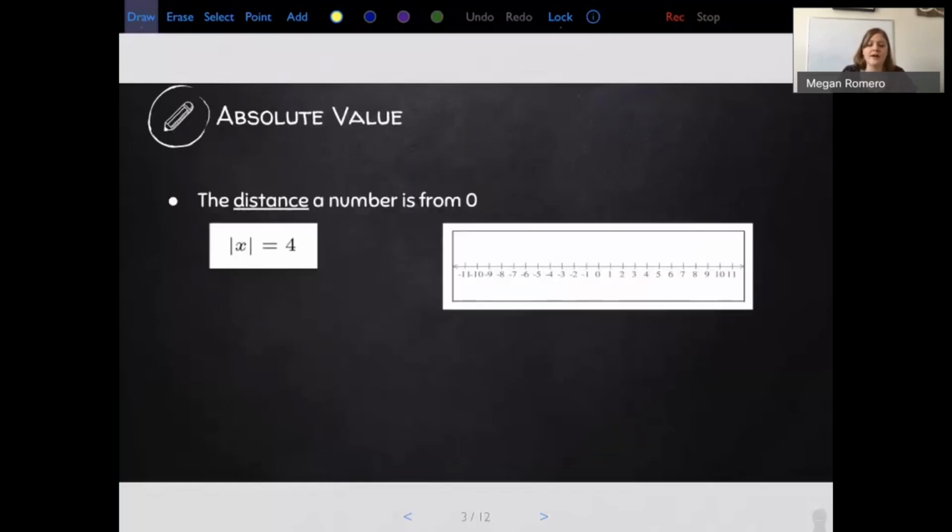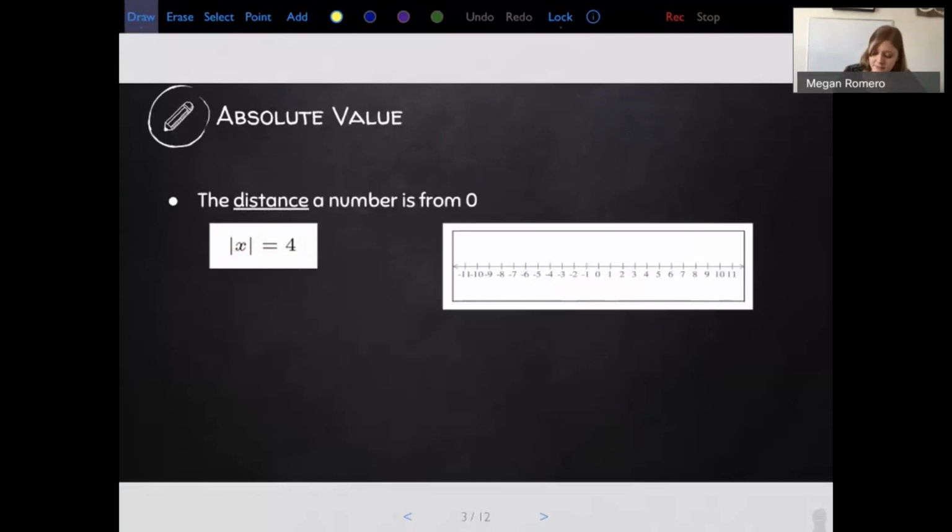First, absolute value is the distance a number is from 0, and it's written in the form absolute value of x equals some number. These two bars denote absolute value. So when we say that absolute value of x equals 4, we're saying the distance from 0 is 4.